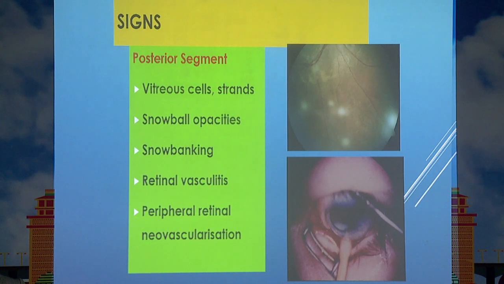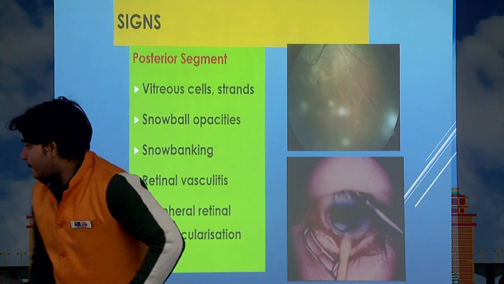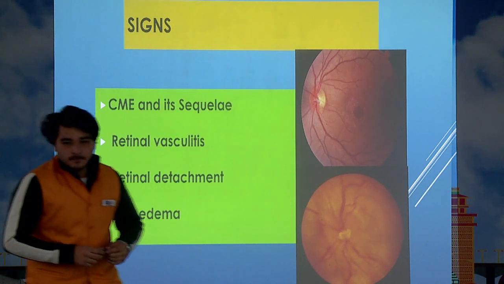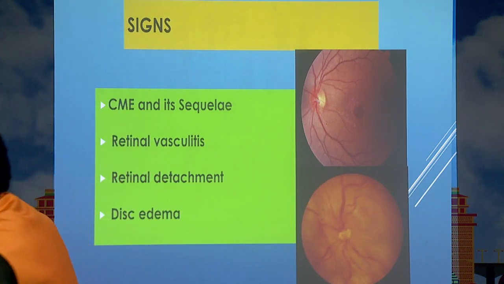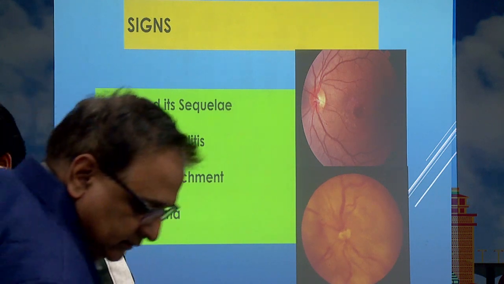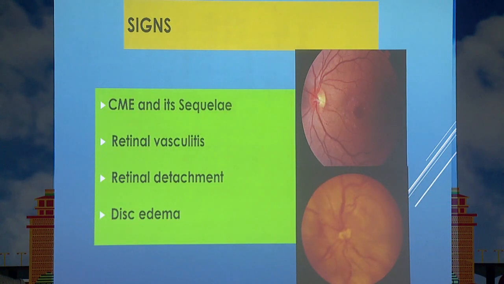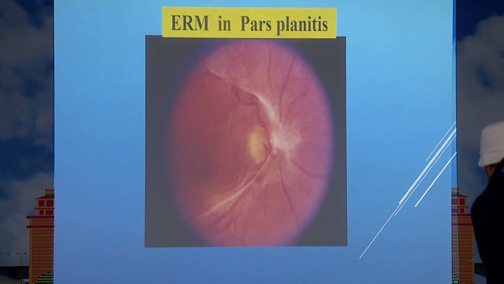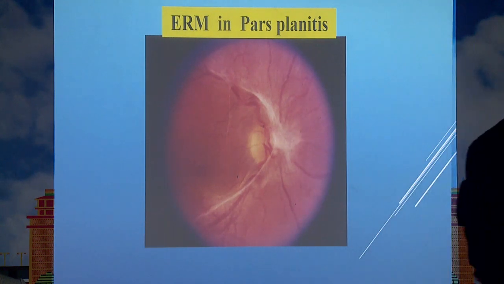In the posterior segment, we get vitreous cells and vitreous strands. We get snowball opacities as well as snow banking in the later stages of the disease. Sometimes we get retinal vasculitis, and occasionally in the late stages of the disease, peripheral retinal neovascularization. We can see CME as one of its sequelae. In the late stage, there can be tractional retinal detachments and disc edema. These are rare, but ERM is sometimes seen in pars planitis.